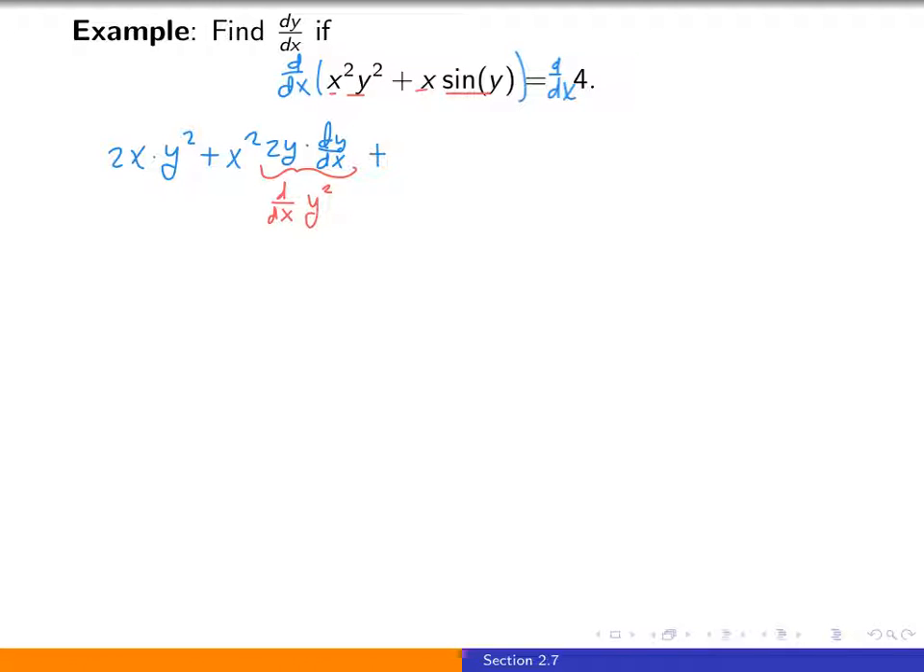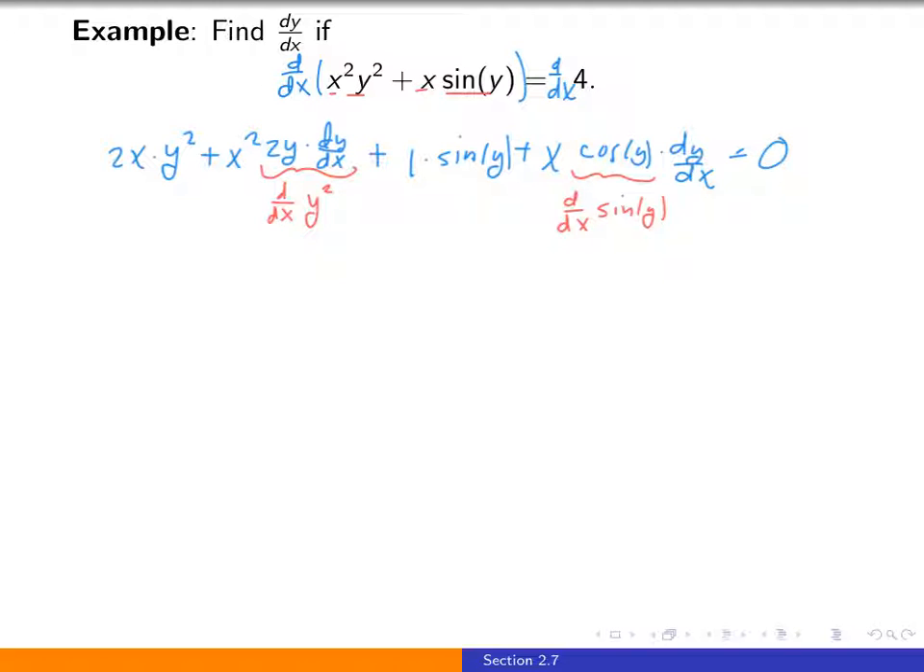And then we play the same game with the second term on the left. We take the derivative of the first, which is 1, times the second, plus the first function, and then we have to differentiate the second function with respect to x. So a derivative with respect to x of sine y. So we differentiate the sine y exactly as we would like to, cosine y, and then we multiply by dy/dx. And on the right-hand side, the derivative of a constant is always a constant. So at this point, we've differentiated both sides with respect to x.